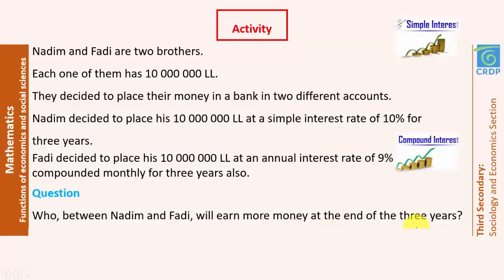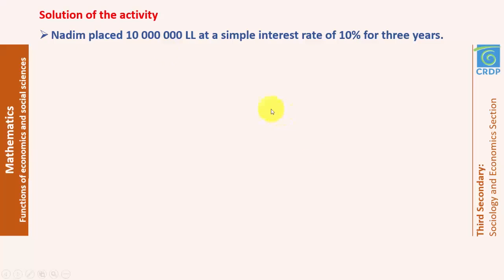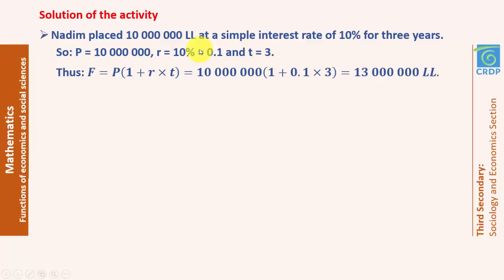To solve the activity, for Nadim, who placed the money at a simple interest rate, we calculate F, the future value, equals P times (1 plus R times T). We replace P by its value, which is the 10 million, R by 0.1 because the interest rate is 10%, and T by 3 because we have 3 years. And the amount is 13 million Lebanese liras.